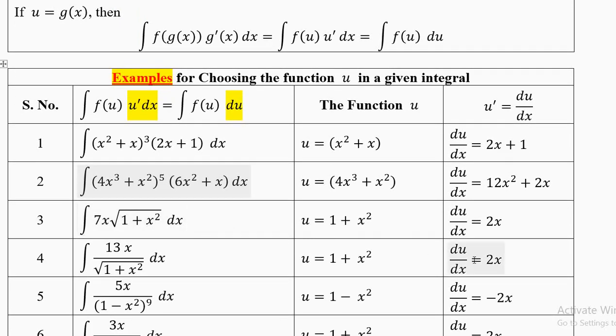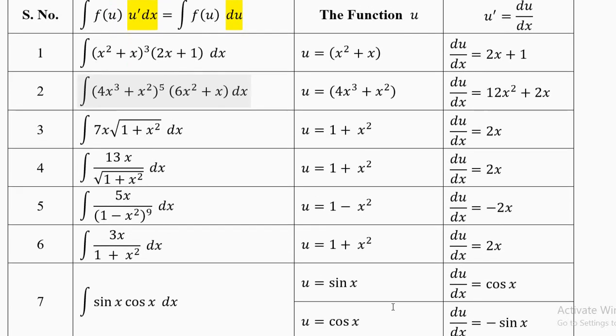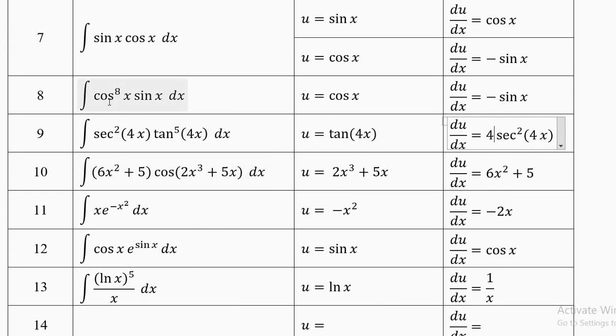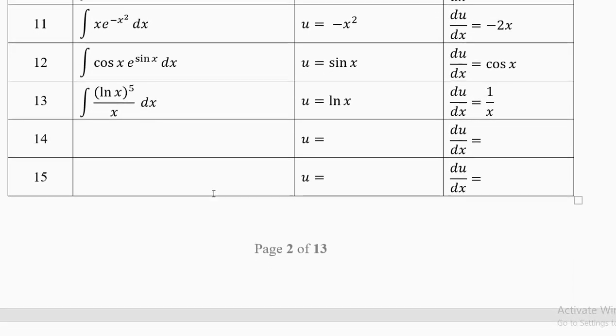Look, the derivative of 1 plus x square is 2x and the x is sitting outside. This 2 will get adjusted, and also the 7. Same thing happens here. Derivative of cosine is minus sine. The minus gets adjusted. You'll have u power 8. You have to integrate. Here you have to integrate u power 5. We'll see more of this.